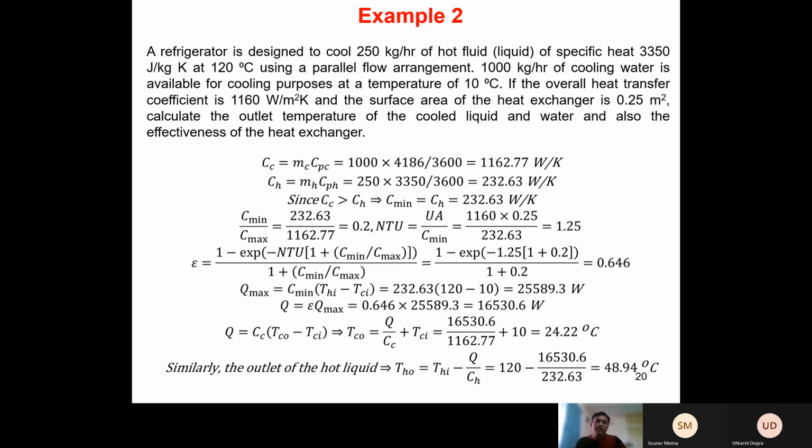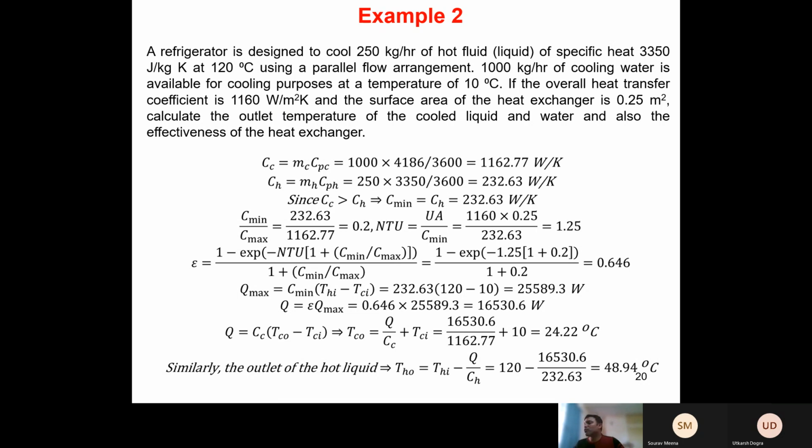Okay. So a refrigerator is designed to cool 250 kilogram per hour of hot fluid of specific heat 3350 joule per kg per Kelvin at 120 degrees Celsius using a parallel flow arrangement. Again, 1000 kg per hour of cooling water is available for cooling purposes at a temperature of 10 degrees Celsius. If the overall heat transfer coefficient is 1160 watt per meter square Kelvin, and the surface area of the heat exchanger is 0.25 meter square, calculate the outlet temperature of the cooled liquid and water. Also the effectiveness of the heat exchanger.